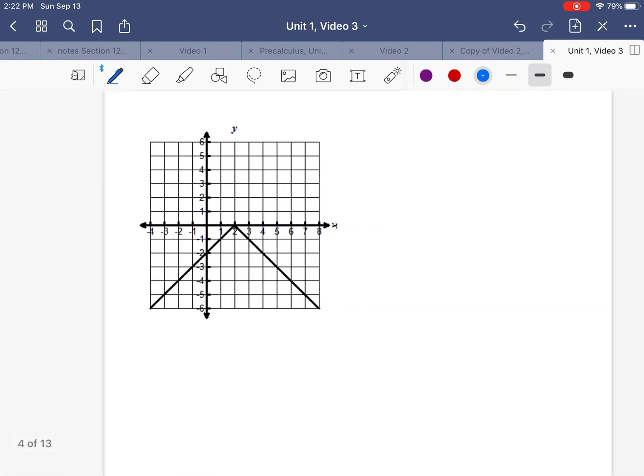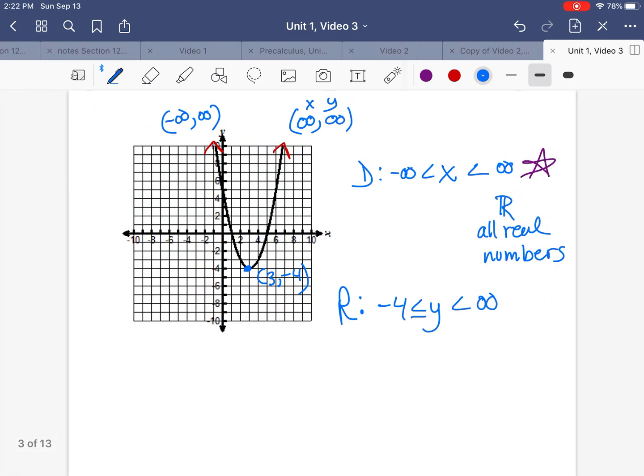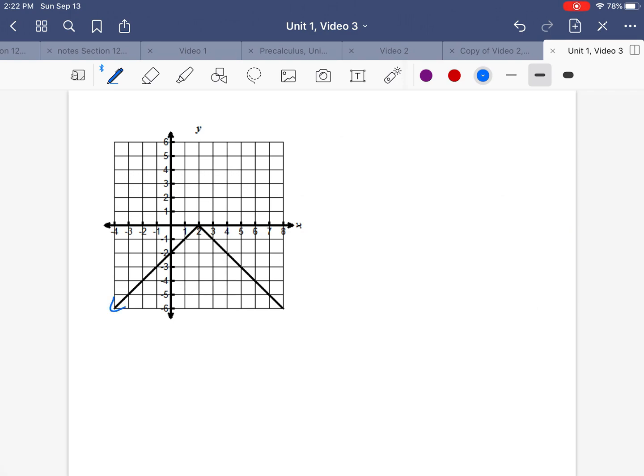All right, so let's take a look here. Again, just like this last graph, this new one is supposed to have arrows on the end of it. It's just the program doesn't put it on there. All right, so let's label these important points. This vertex right here is at the point 2, 0.